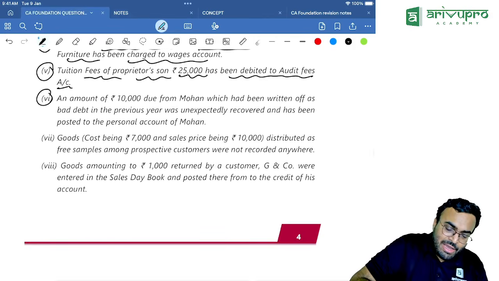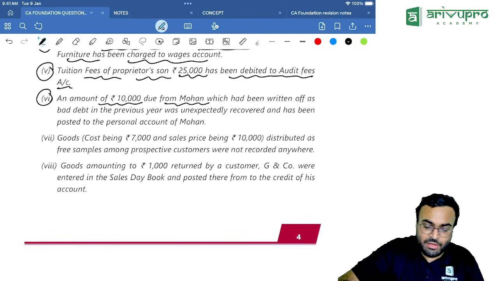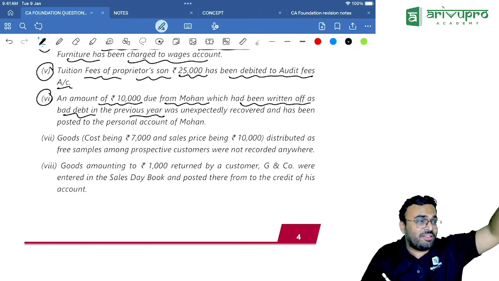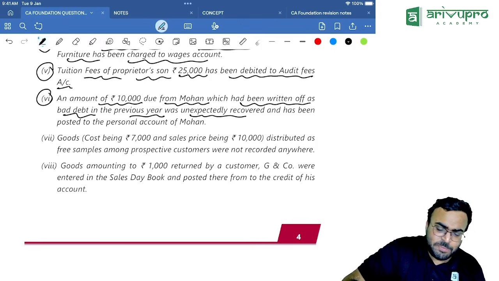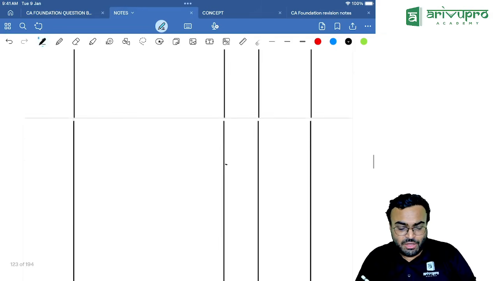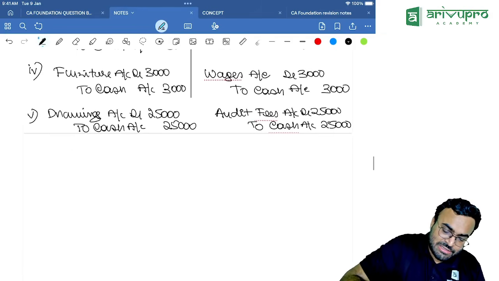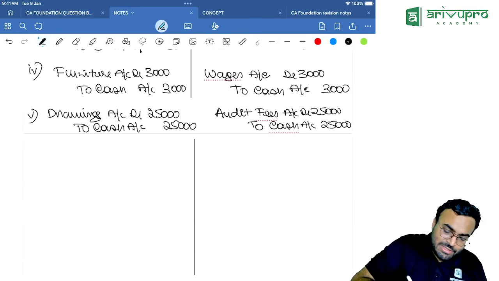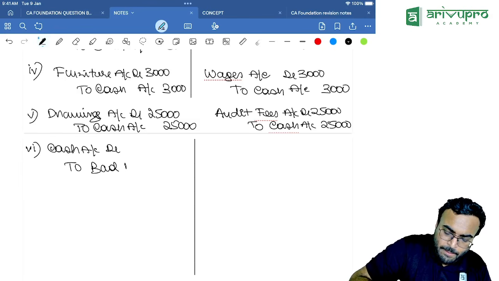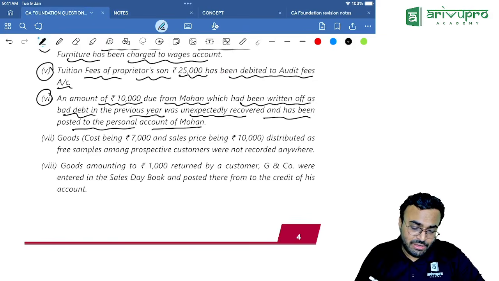Now, 6th one. An amount of 10,000 due to Mohan, which had been written off as bad debt in the previous year. This is the place where you got stuck yesterday. Remember, was unexpectedly recovered and has been posted to the personal account of Mohan. When you recover bad debt, yesterday we discussed this in detail. What is the correct entry for this? Cash account debited to bad debts recovered account. How much did they recover? 10,000.